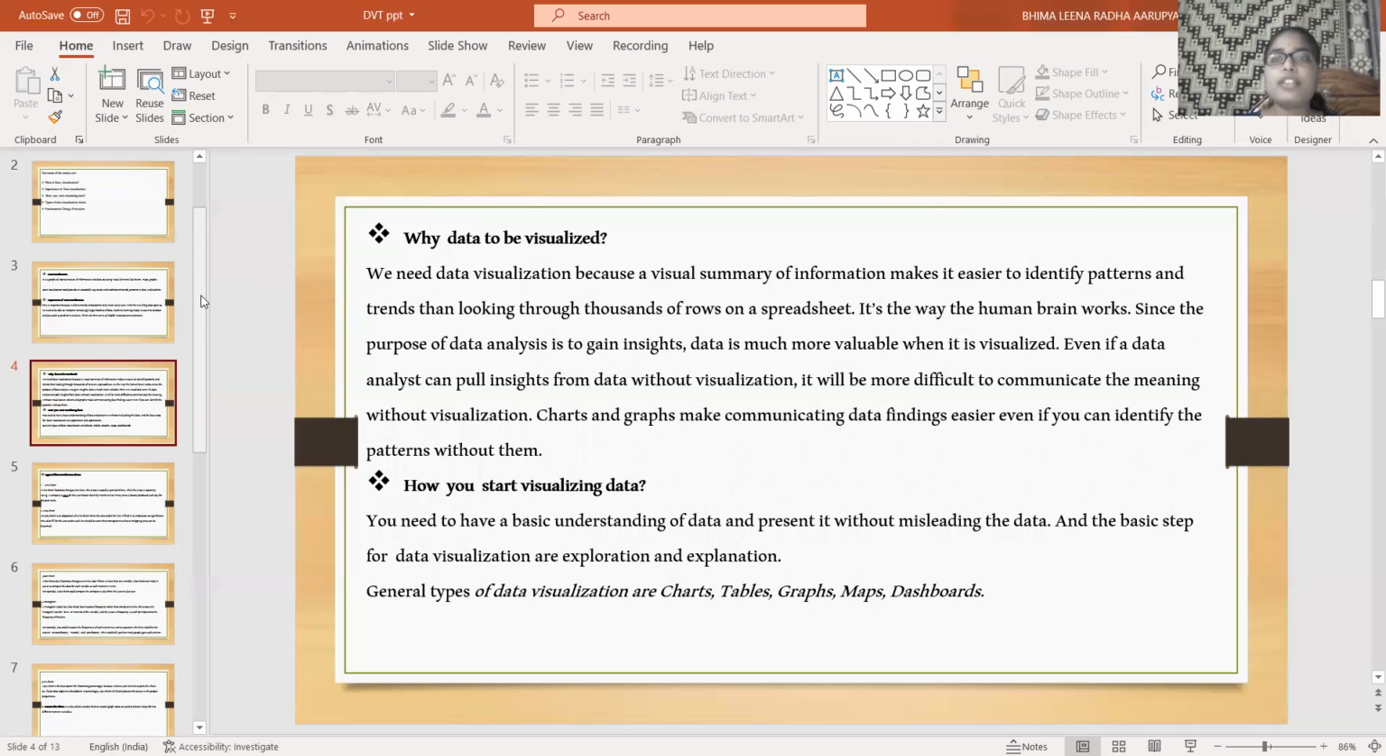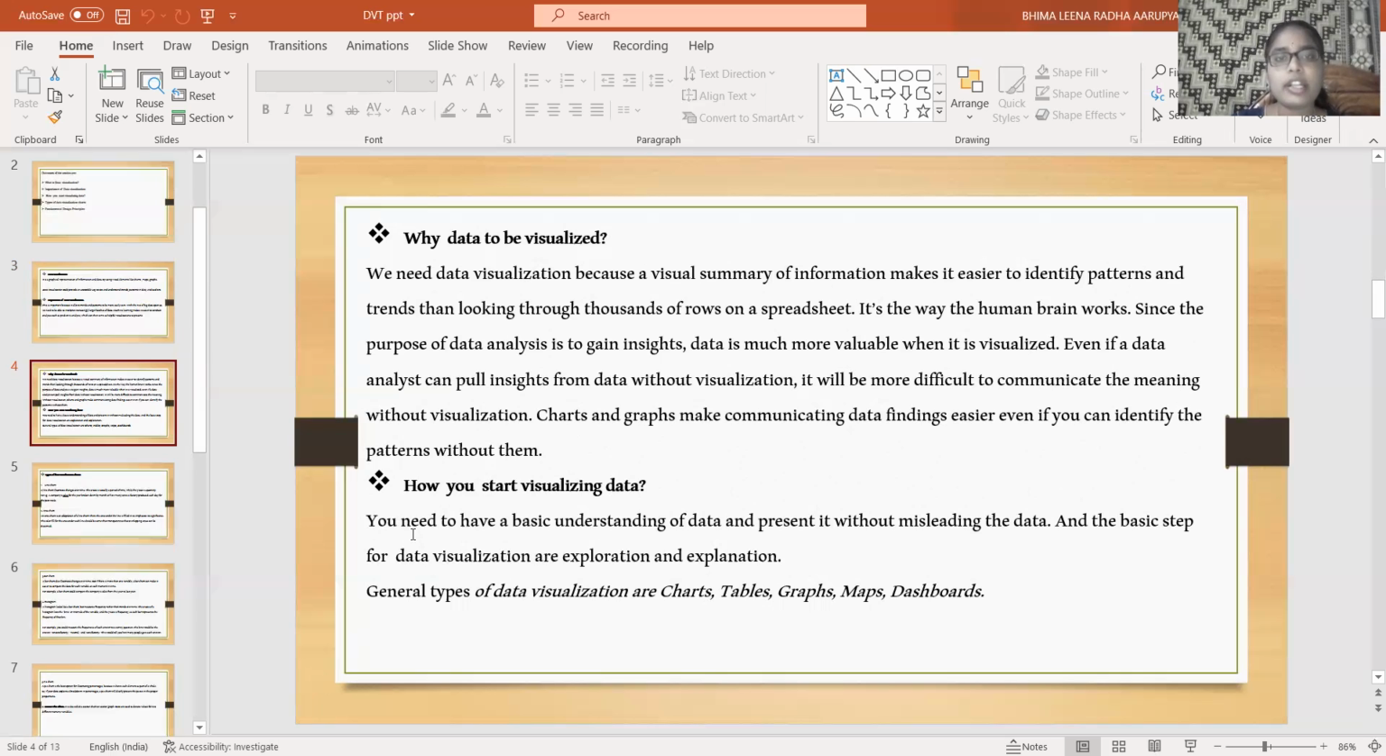See, it makes it easier for us to identify the patterns and trends. Such as if you are looking into a spreadsheet, there are thousands of rows and columns, right? It is the way our human brain works. By visualizing the data, it is much easier for us to gain insights into what we are looking at. Without data visualization it is also possible, but it is much more difficult to analyze the data and to communicate what we want.